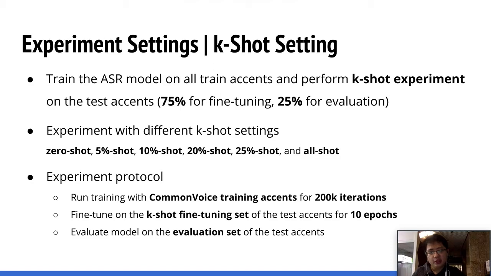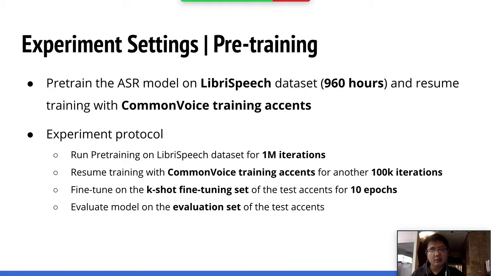First, we train the model with the training accents for 200k iterations, and then we fine-tune on the K-shot fine-tuning set for 10 epochs, and then we evaluate on the evaluation set. We further experiment on the effectiveness of MAML and joint training with a pre-trained ASR model. We first pre-train our ASR model on the LibriSpeech dataset with a total of 960 hours of audio data, and then continue the training with CommonVoice training data.